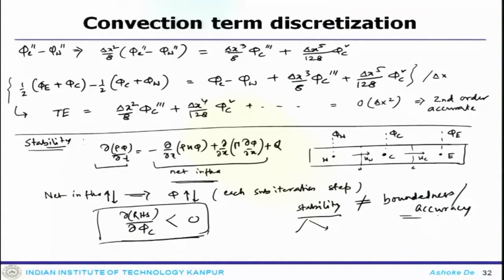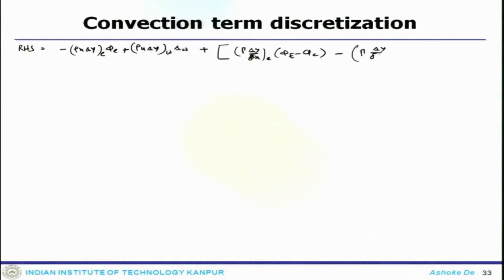So, stability is something that one has to consider. Now, keeping that in mind, if you look at the discretized right hand side of the previous equation, the right hand side was minus rho u del y at east face phi e plus rho u at the west face, plus gamma del y by del x e phi e minus phi c, minus gamma del y by del x w phi c minus phi w, plus q c v c.